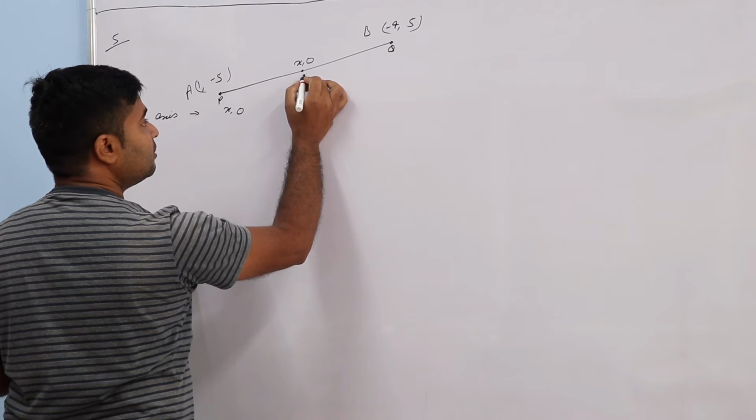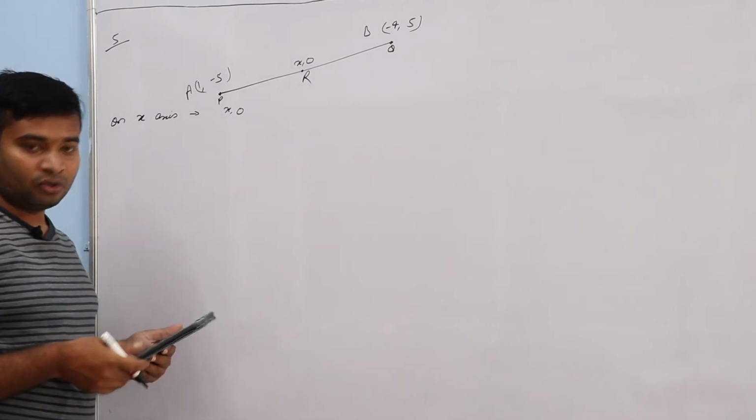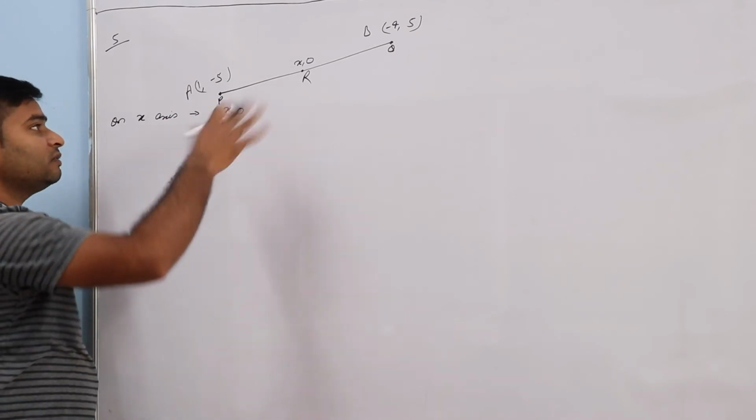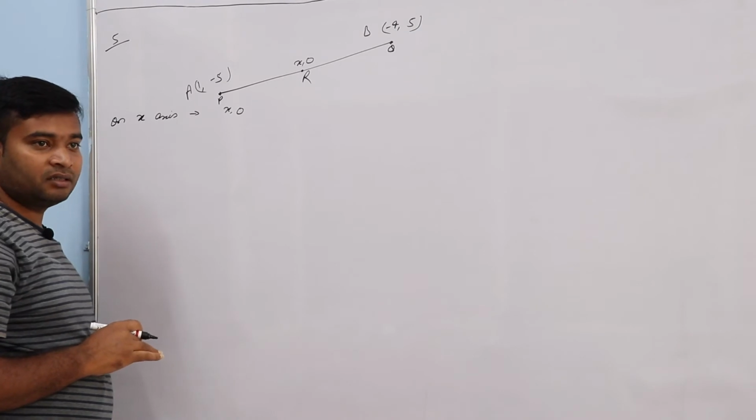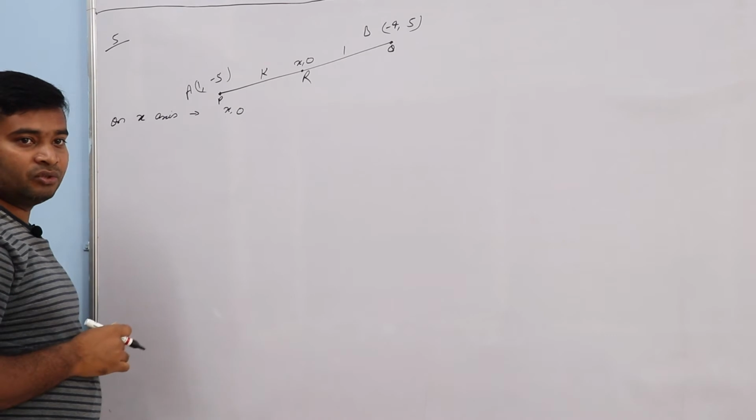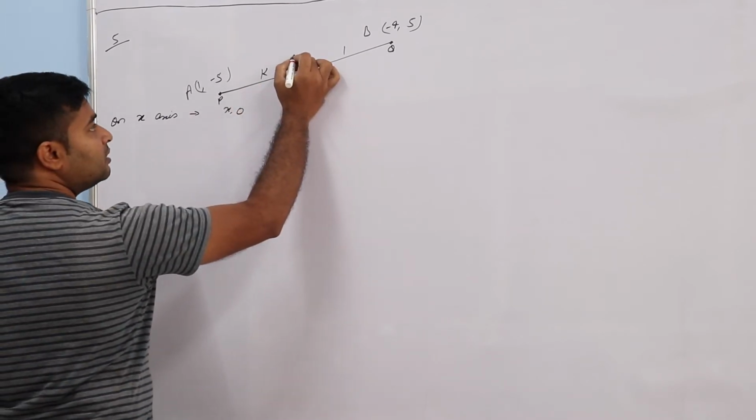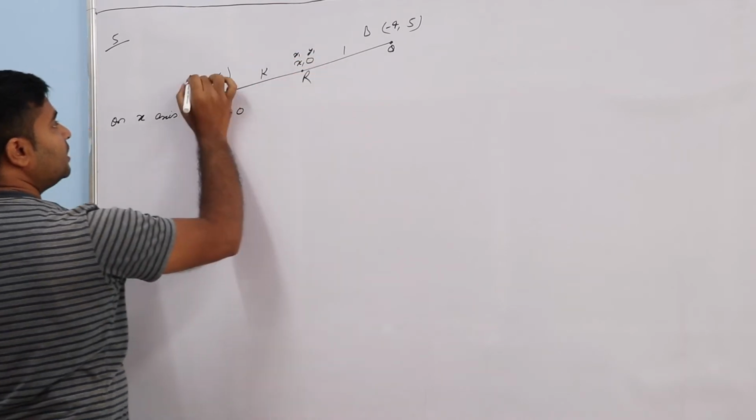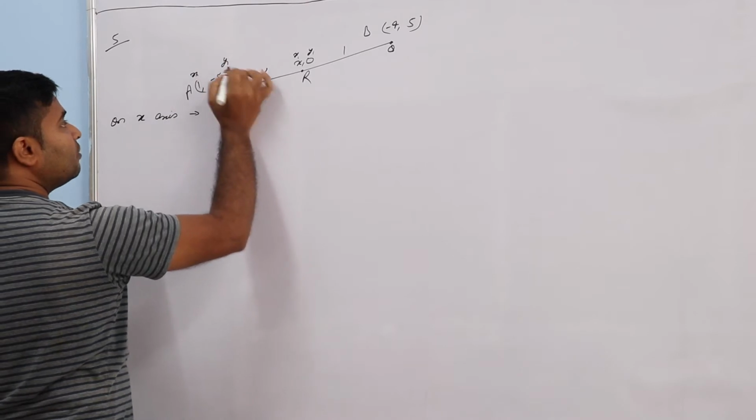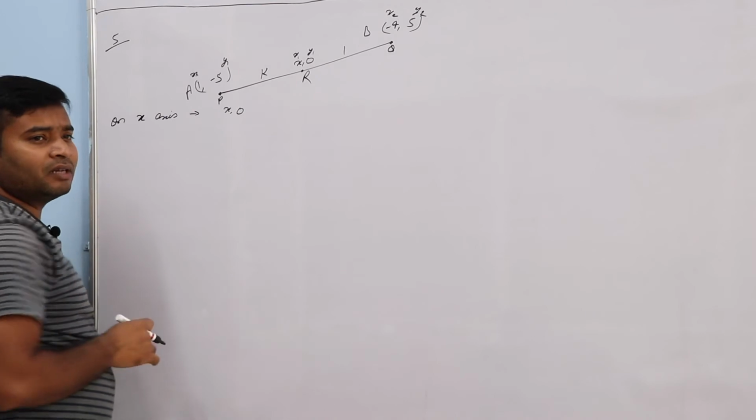Here P, Q, R. The y value is not possible. What we will do, we will find y first only. Assume the ratio k is to 1. Let the ratio be k is to 1. We will find y only. This is x, y. x1, y1. x2, y2. If I write here x1, y1, then what will happen?